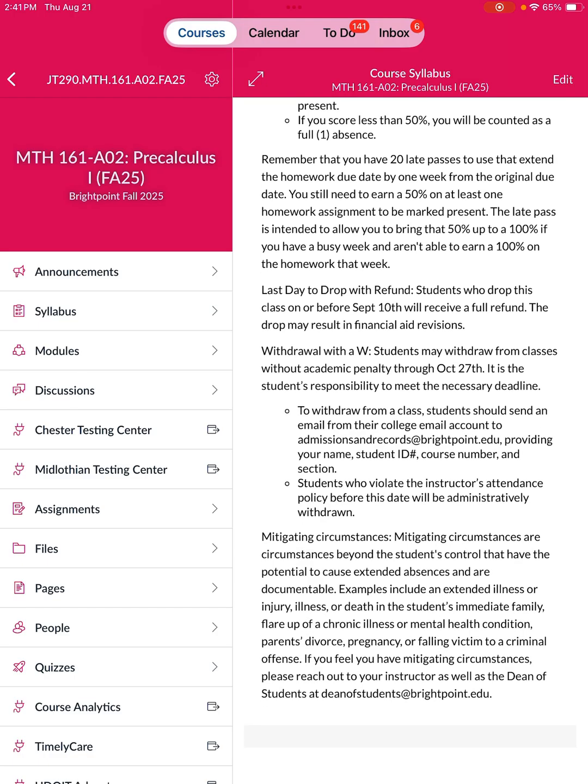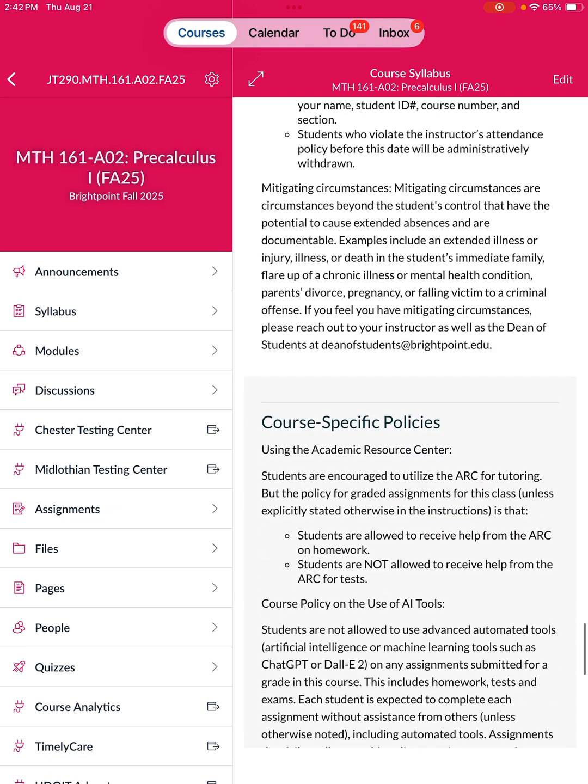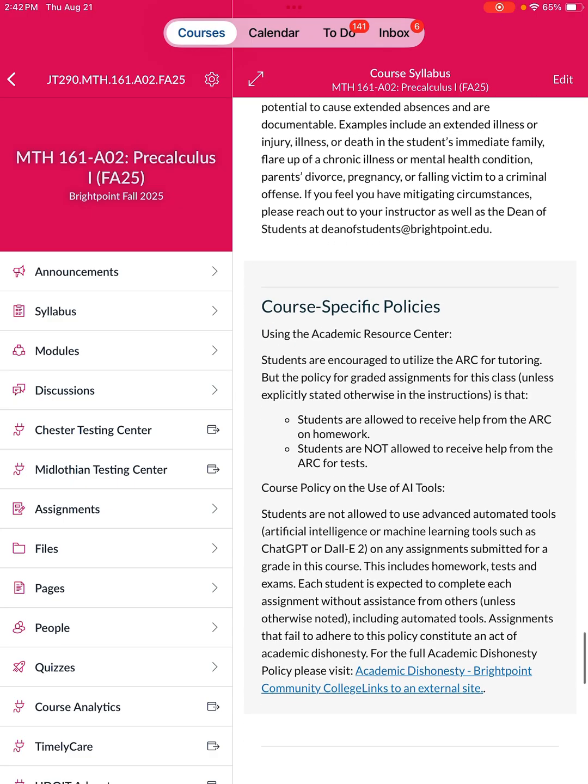You can withdraw before October 27th. Any kind of mitigating circumstances should be discussed with me. Please go to the ARC. They're fabulous. And obviously ask me and come to my office hours, but the ARC is a great, great place to go for tutoring. You can't go there for tests, but you're not taking tests in the ARC, so that shouldn't be confusing at all.